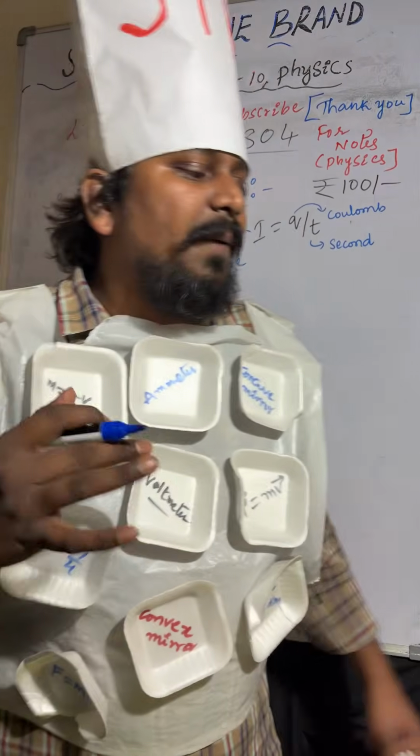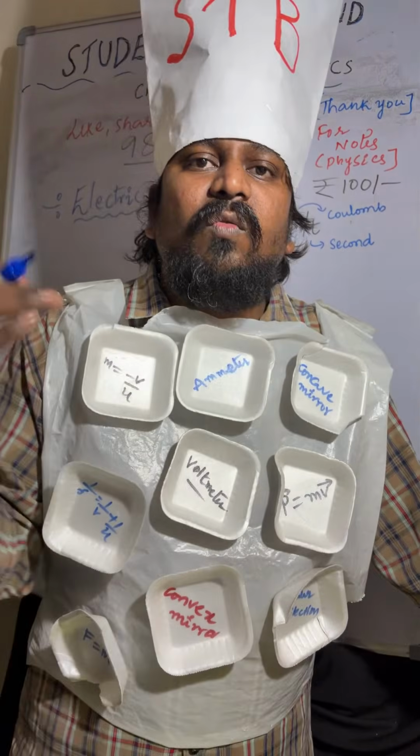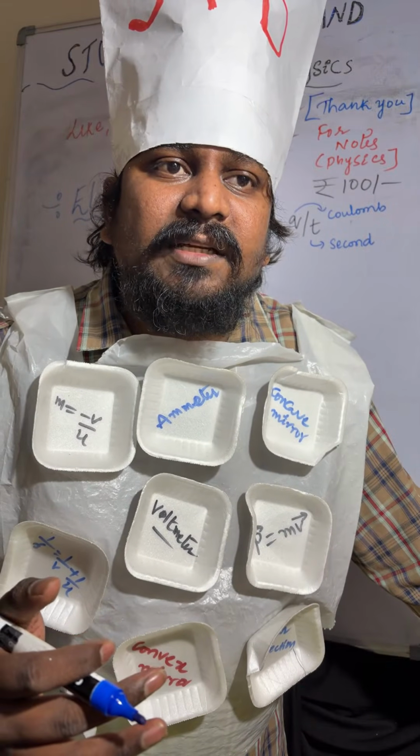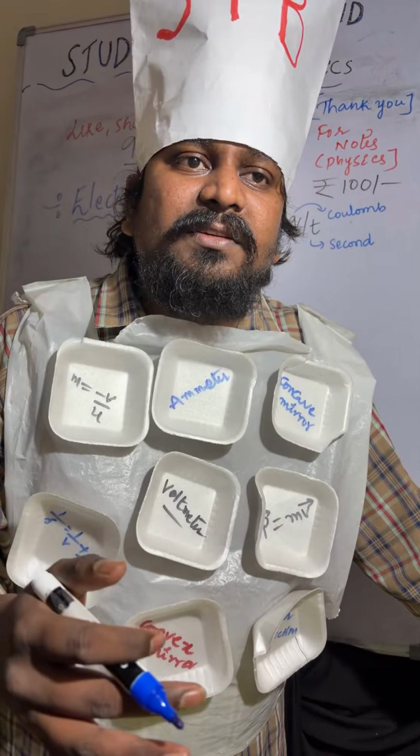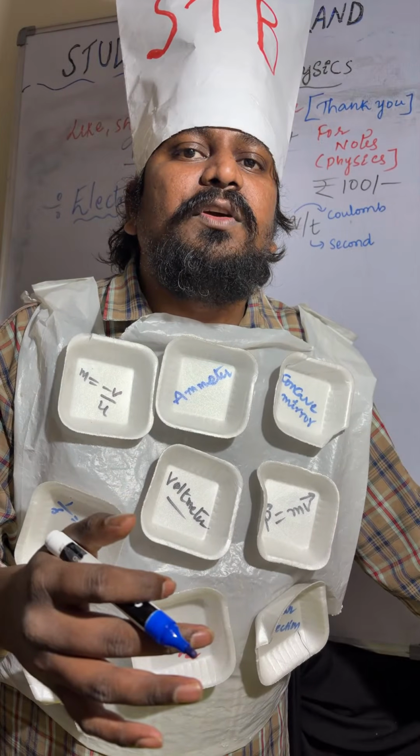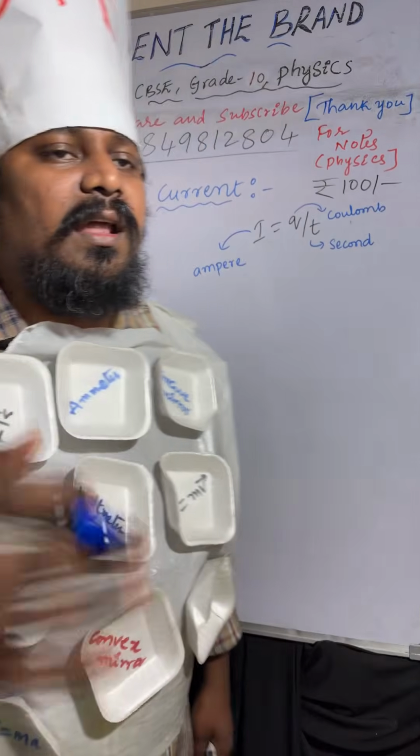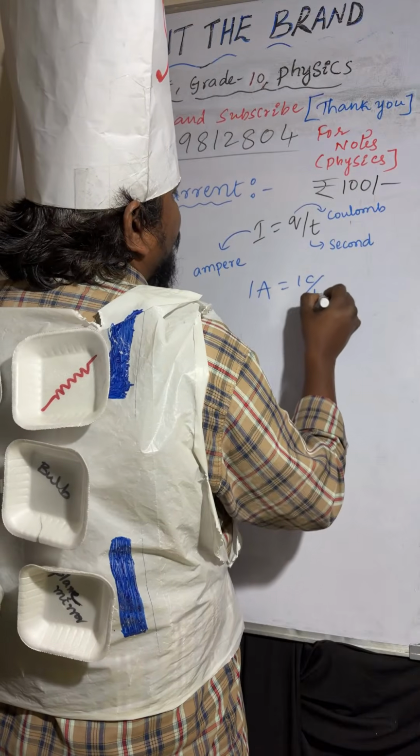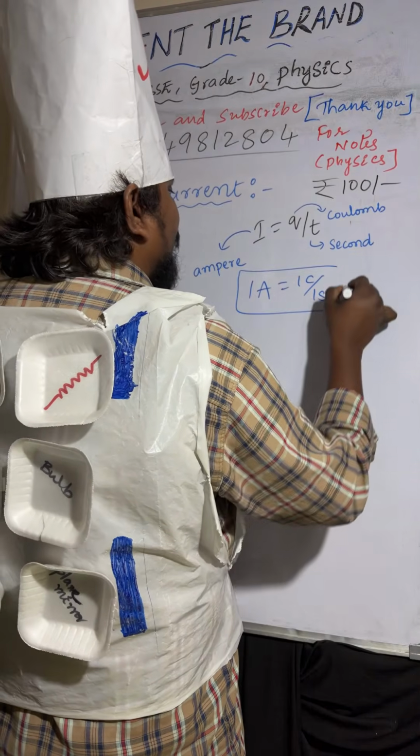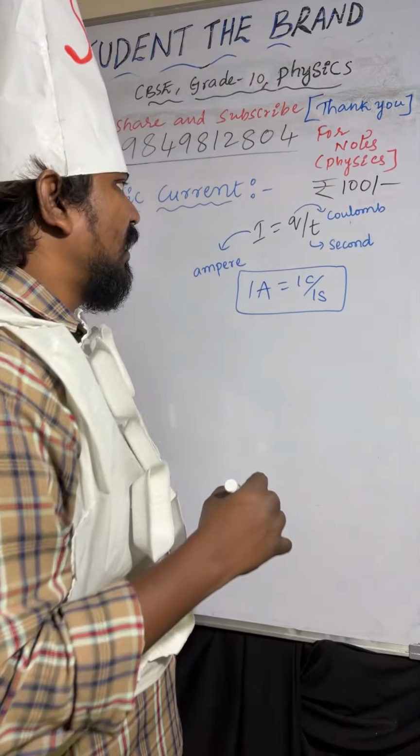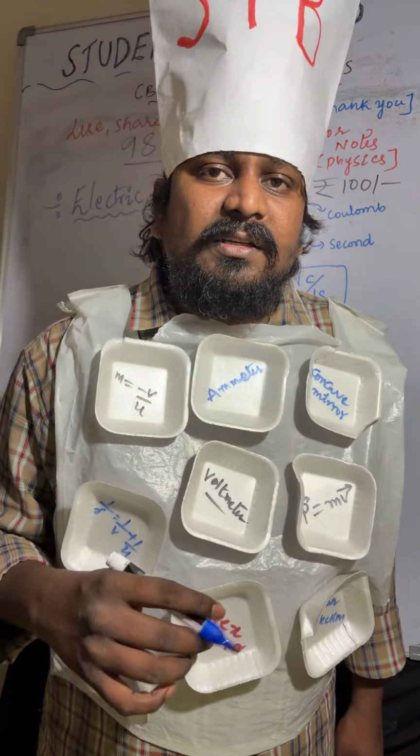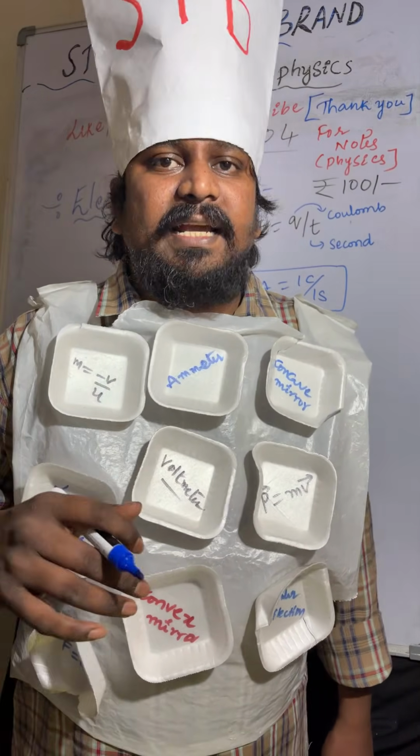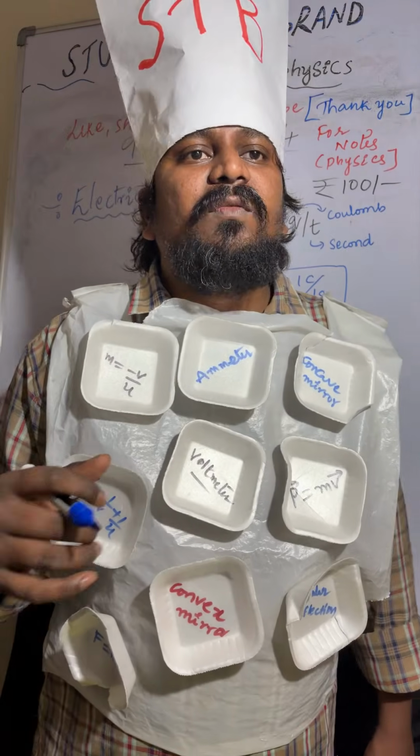Okay. So 1 ampere is defined as 1 coulomb of charge flowing through unit cross section area per second. That is called electric current. 1 ampere equal to 1 coulomb per 1 second.